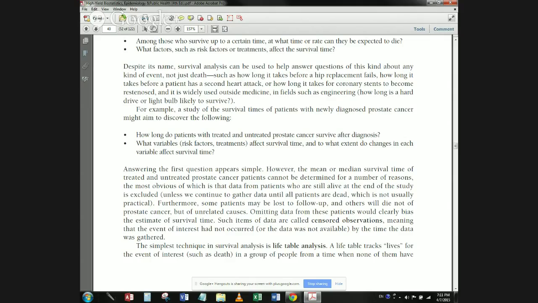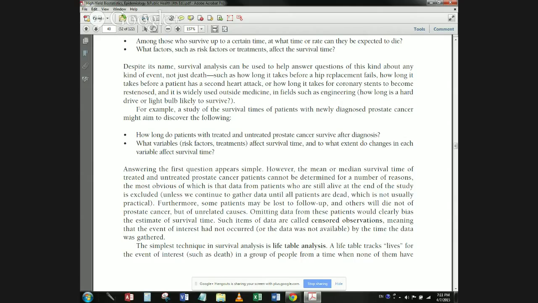Despite its name, survival analysis can be used to help answer questions of this kind about any kind of event, not just death, such as how long it takes before a hip replacement fails, how long it takes before a patient has a second heart attack, or how long it takes for a coronary stent to become restenosed. And it is widely used outside medicine in fields such as engineering. How long is a hard drive or light bulb likely to survive?